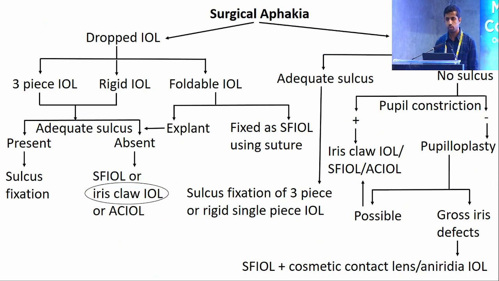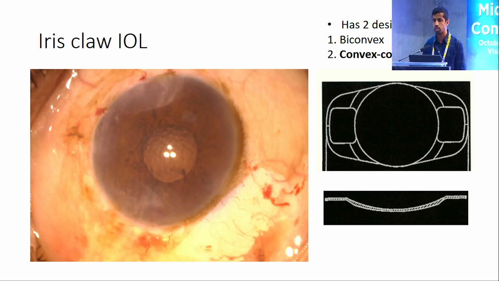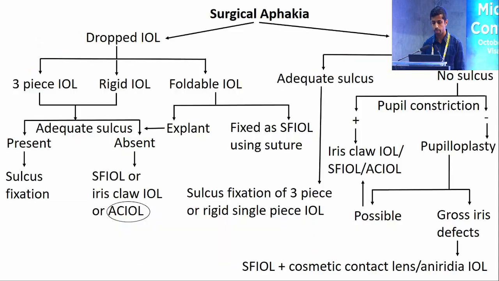So then we have already seen the technique of iris claw IOL. There are two designs. We have a biconvex design and a convex concave design. Convex concave design with the concave surface placed upwards is better. It avoids pupillary block. If you are using a biconvex design or you are placing the convex surface upwards, it is important to plan a surgical PI.